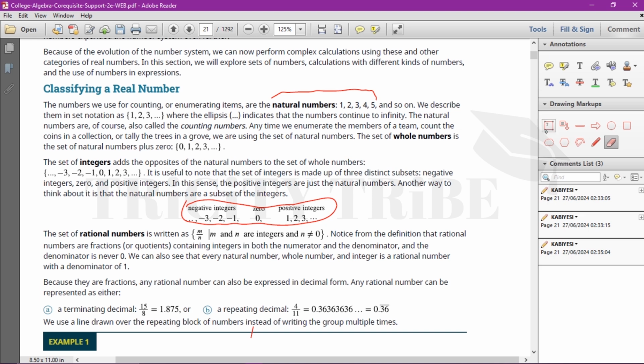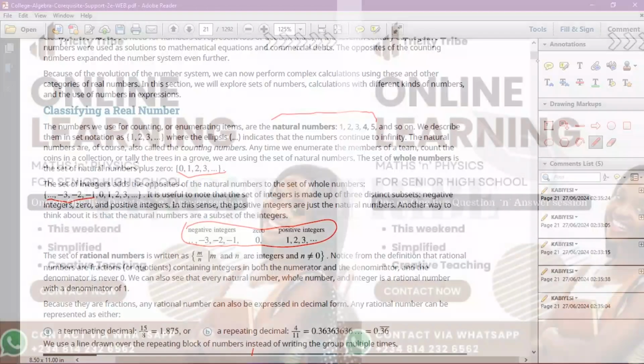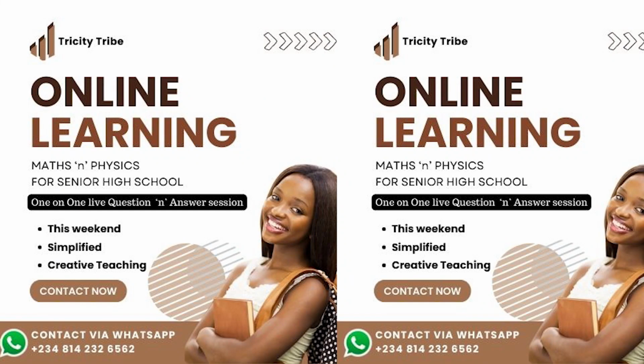Then what about whole numbers? Whole numbers include the natural numbers, but starting from 0. Can you see that? Then integers include the entire whole numbers with the addition of the negative numbers. In the next class, we're going to look at rational numbers and irrational numbers.